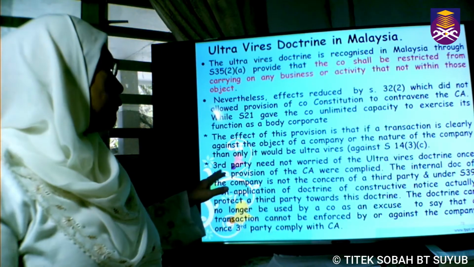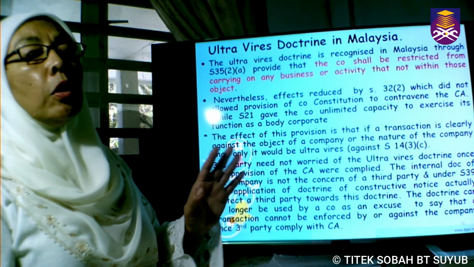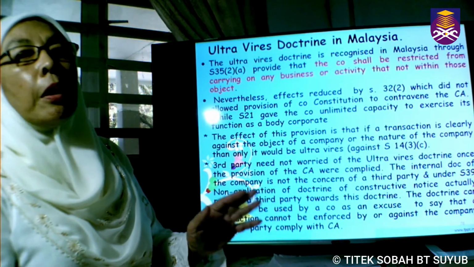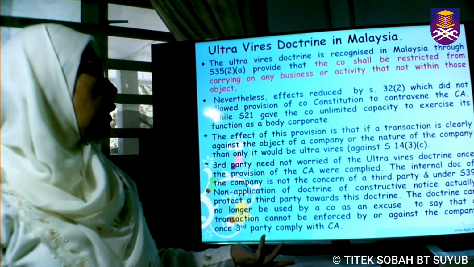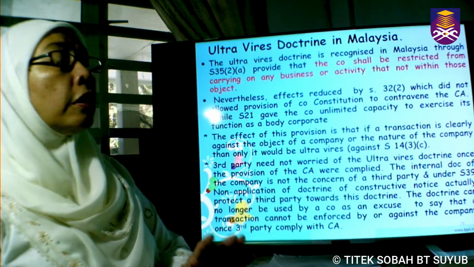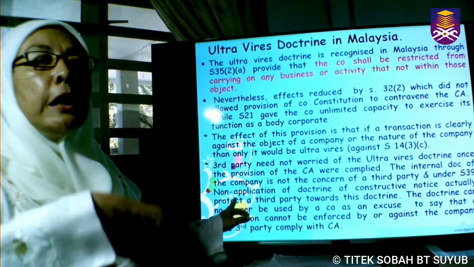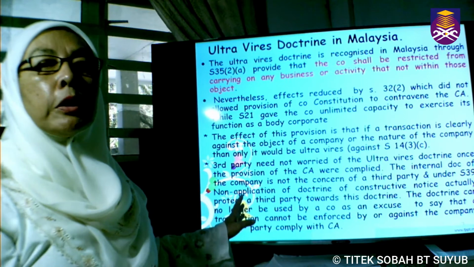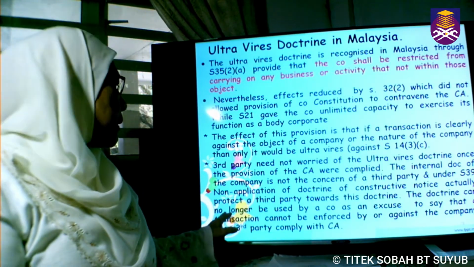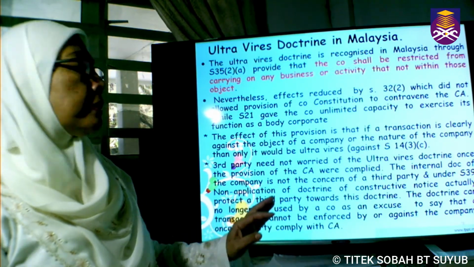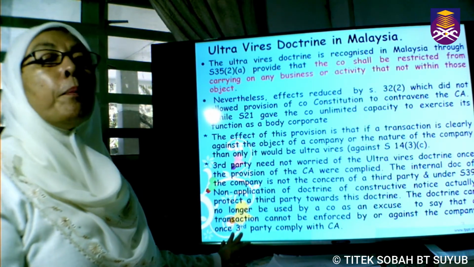And we have to bear in mind, for third parties, meaning outsiders who deal with the company, in Malaysia there is no need for them to worry about the ultra vires doctrine once the provisions of the Companies Act are complied with. Because the internal document of the company is not the concern of the third party, because under Section 39, there is non-application of the doctrine of constructive notice. So outsiders have no need to have notice of what is going on with the company. What is the company's document? What is inside that document? That is not their concern. So this doctrine can no longer be used by a company as an excuse to say that a transaction cannot be enforced by or against the company once the third party complied with the Companies Act.